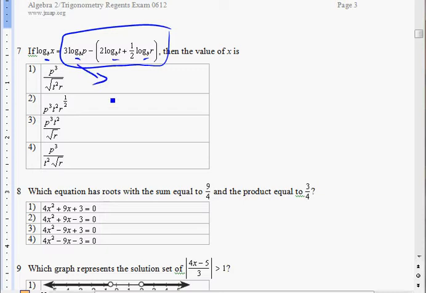Let's take a look at the first part. 3 log p. What happens is any number in front of the log, when converted back to exponential form, actually becomes the exponent of p. So the 3 just becomes the exponent of p, becomes p cubed.